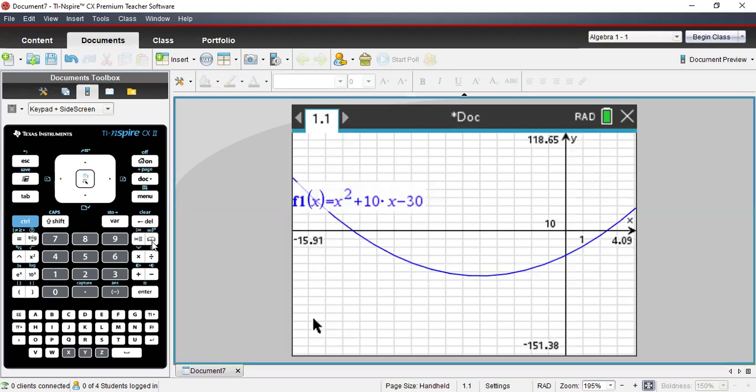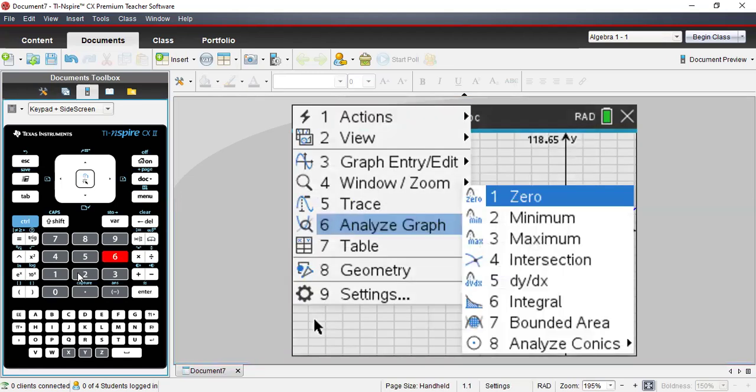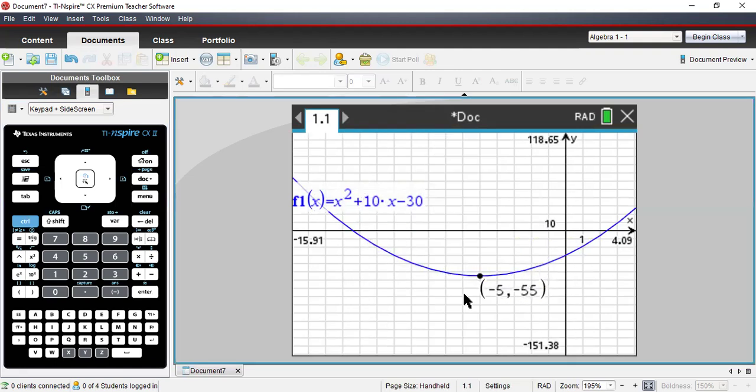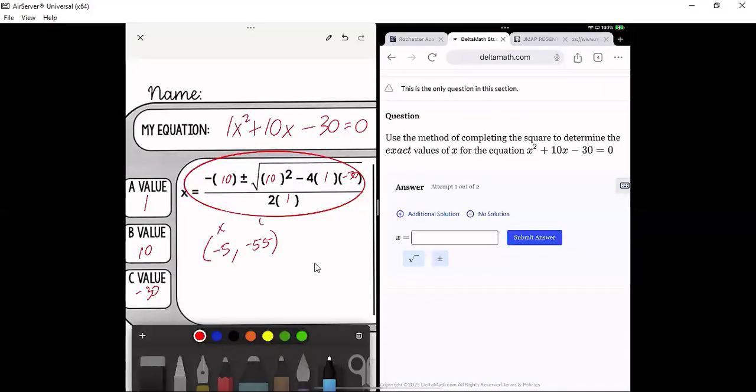I'm just going to go menu 6 2, start on the left, pull it towards the right, and that is my answer. I'm just going to use the negative 5. So let me write what I have, a negative 5, and then a negative 55. And I'm going to show you how we're going to do this. So go back to the iPad. I wrote here's the x coordinate, here's the y coordinate.